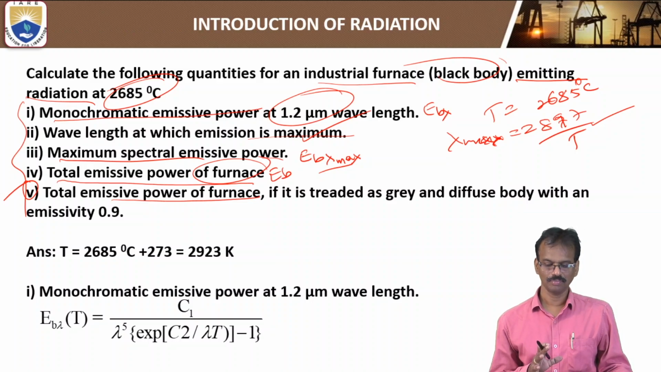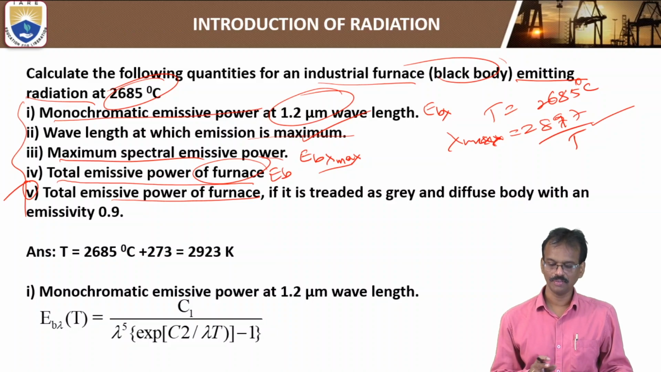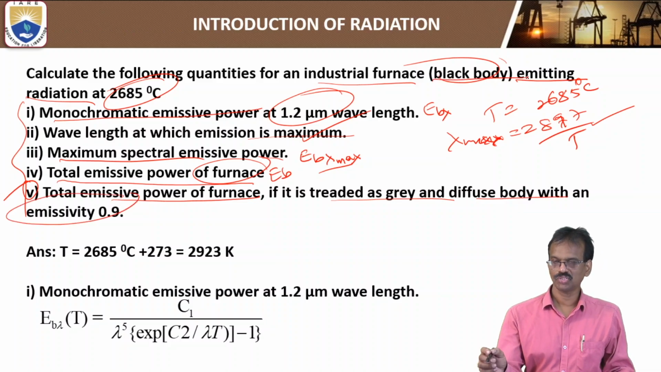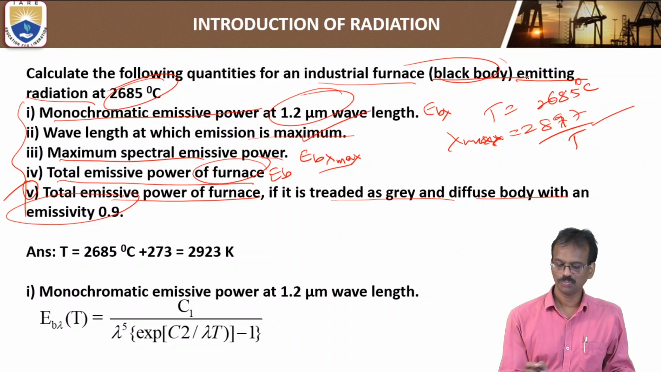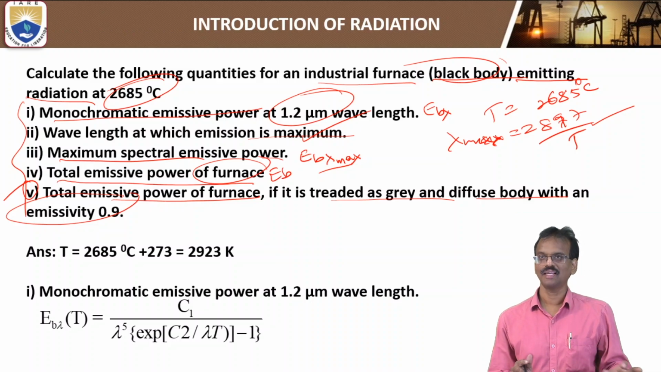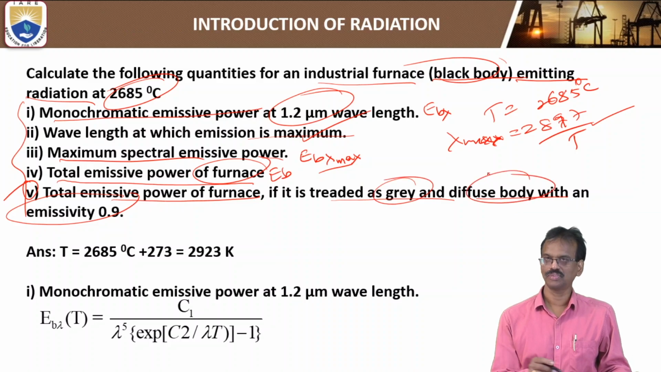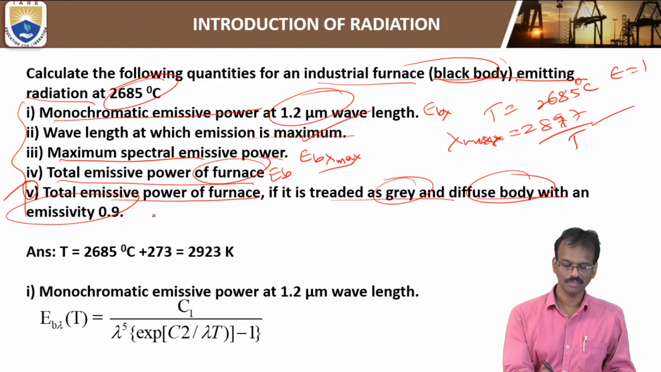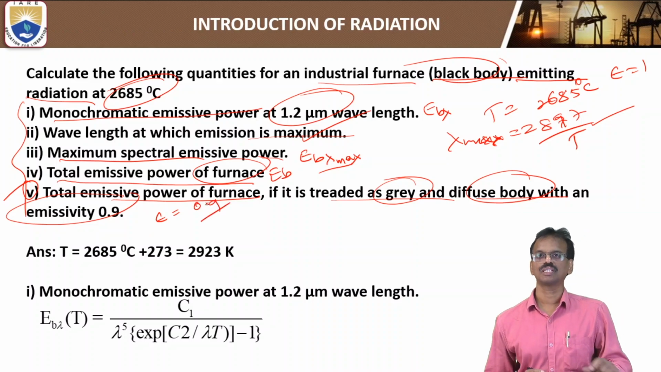It means, with the help of the Boltzmann law, how to find it if the furnace is treated as a gray and diffuse body with an emissivity. Previously it started with the black body. So in this point, if it is treated as a gray or diffuse body. If it is a black body, emissivity is equal to 1, you can take it directly. If you treat it as a gray and diffuse body, the emissivity value has been given: epsilon is equal to 0.9.